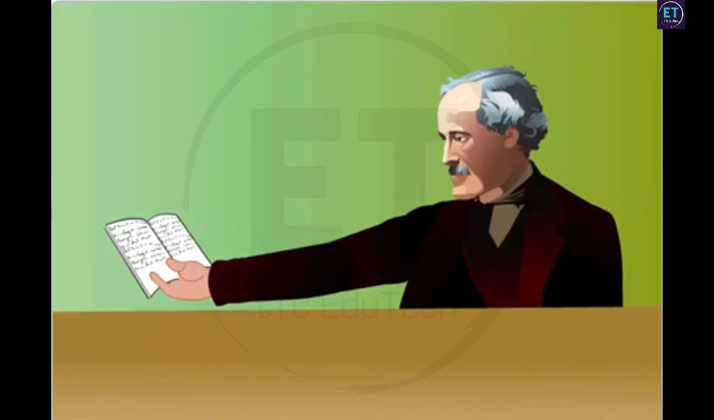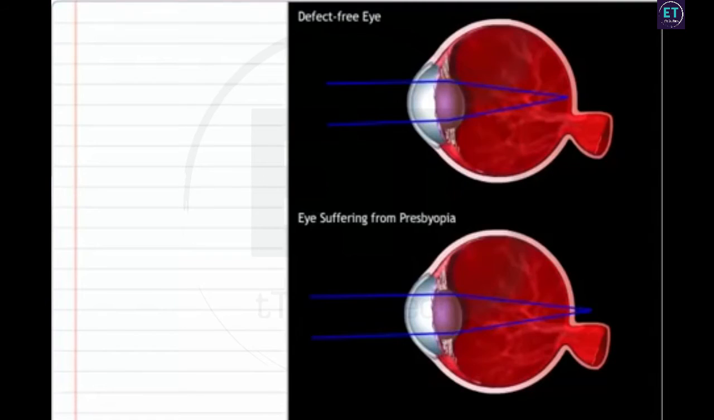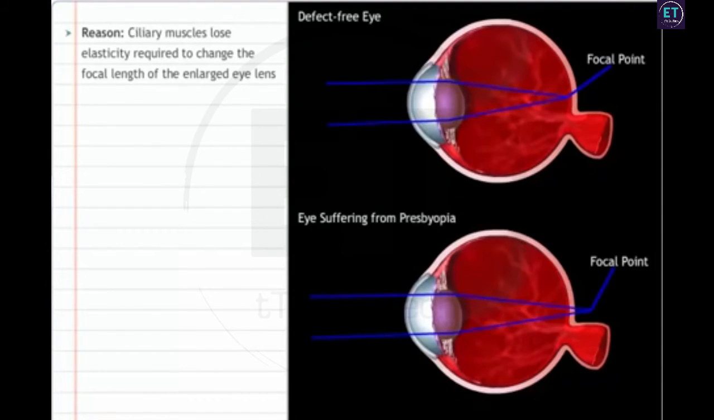Presbyopia is a condition in which the crystalline lens of an eye loses its flexibility. Persons suffering from presbyopia are unable to read or see clearly, even at the least distance of distinct vision, which is 25 centimeter. Presbyopia occurs in old age, when the ciliary muscles lose the elasticity required to change the focus of an enlarged eye lens.